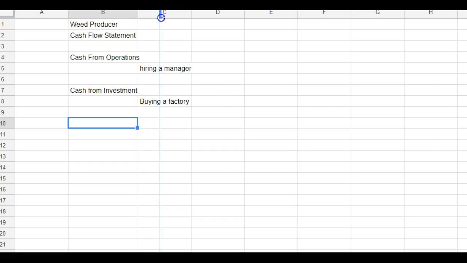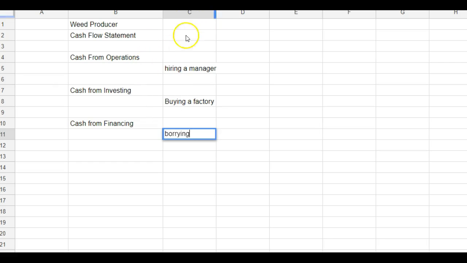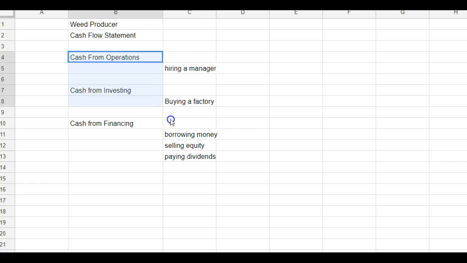Okay, let's go over here. Investing, and then cash from financing. Cash from financing. Okay, good. And this would be like borrowing money for the factory, or selling equity, or paying dividends, all that stuff that deals with financing, right? Okay, that's one way to do it.